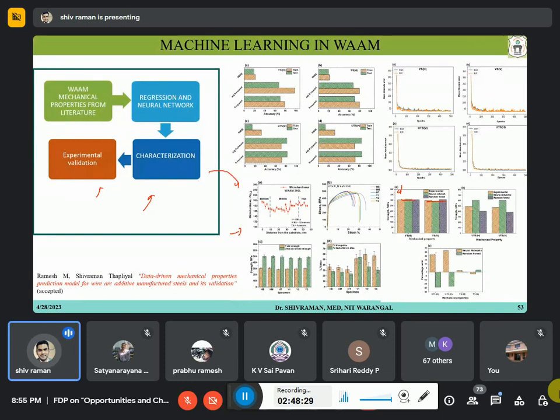And what we were able to observe is that our random forest gave us a lesser percentage error range. From here, we were able to predict that our model could predict the yield strength with minimum error and UTS with an error somewhere ranging from 20 to 30%. And we were able to publish this work recently in the month of March.